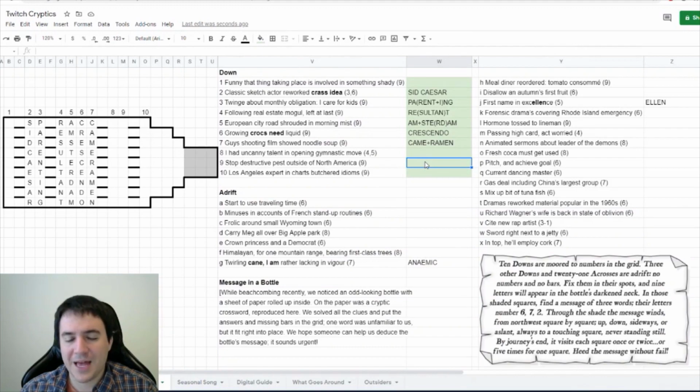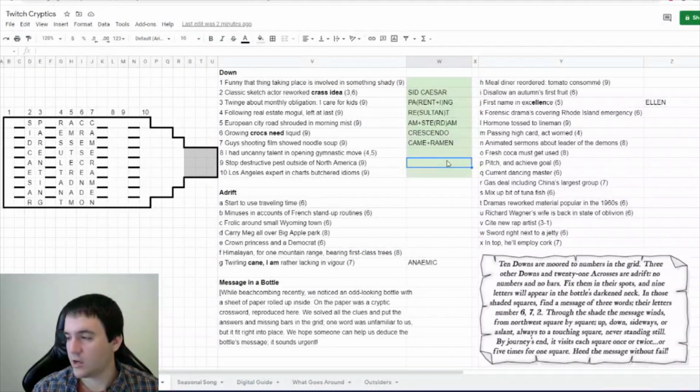Stop destructive pest outside of North America. I think stop is our definition. I think we're looking for a 7-letter destructive pest wrapped around North America, or NA for North America. Sean and Joe Man both say termite is a 7-letter destructive pest. Oh, Sean found termite, Joe Man found terminate. I promise that I can read sometimes.